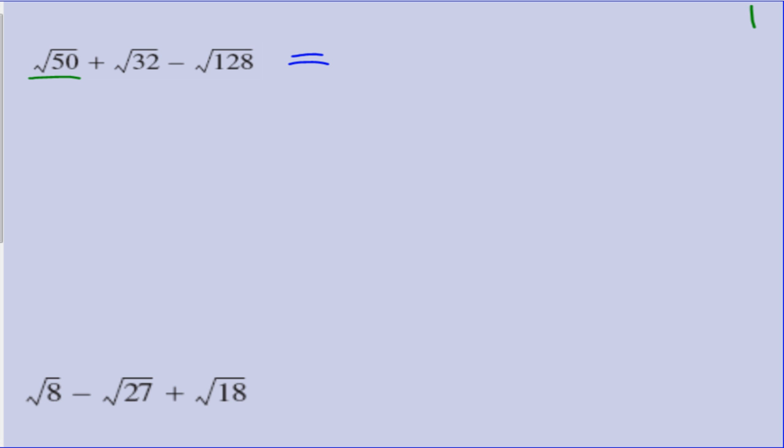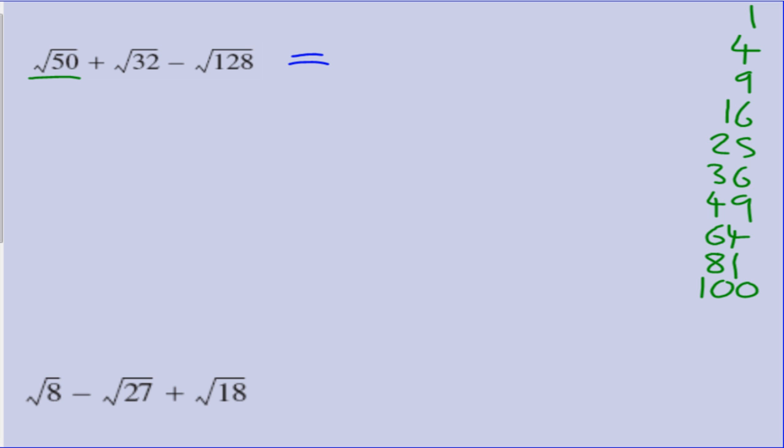Alright, first step for simplifying. We need to write down all those perfect square factors. So 3 squared, 4 squared is 16, 5 squared, 6 squared, 7, 8, 9 squared, and 10 squared.